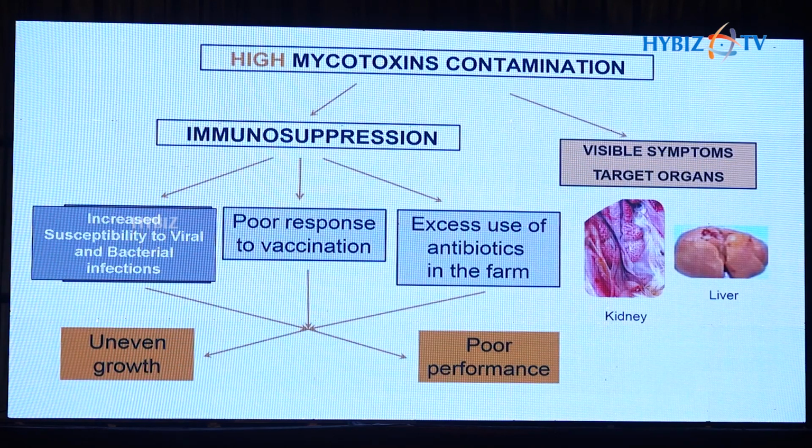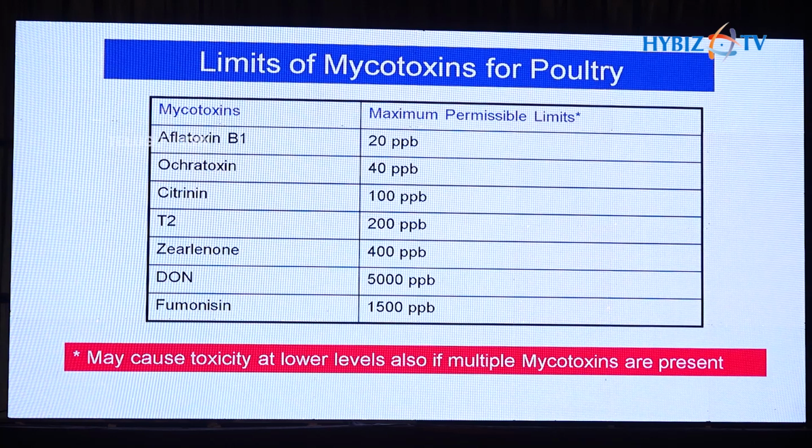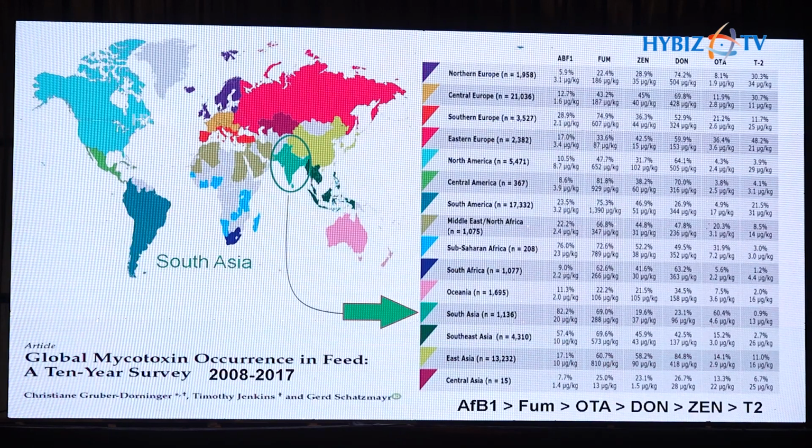But when high mycotoxin contamination is there, in addition to immunosuppression, there will be visible symptoms in target organs, clinical manifestations. Along with clinical manifestations, there will be mortality in birds. There are limits of mycotoxins defined for poultry, for example aflatoxin B1. These levels, of course, are not specific and may cause toxicity at lower levels also if multiple toxins are present.